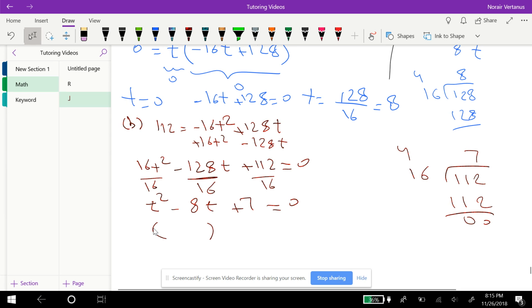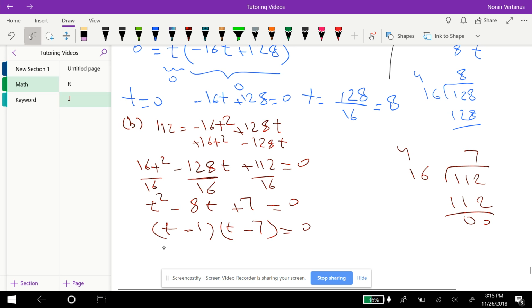So if you factor this out, t times t is equal to t squared. What two numbers do you multiply to get 7 and add to get negative 8? It's negative 1 and negative 7. If you multiply them, you get positive 7. If you add them, you get negative 8.